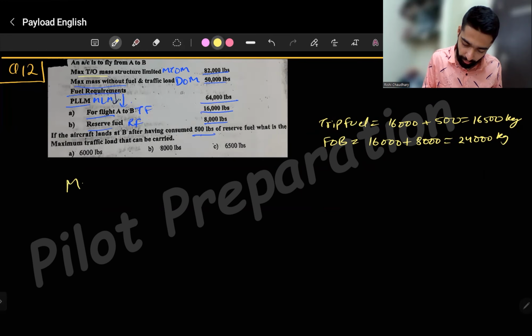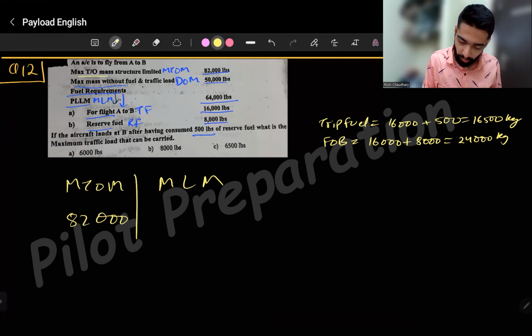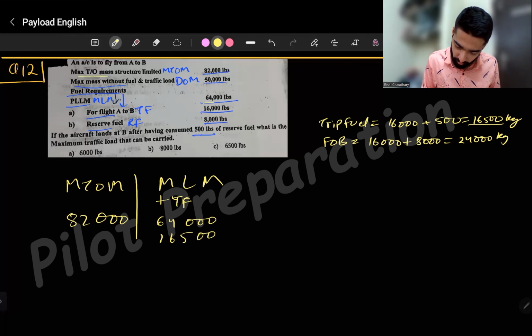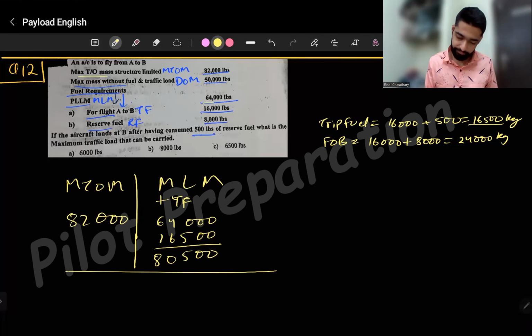This is my MTOM. This is my MLM. My MTOM is how much? 82,000. MLM is how much plus trip fuel? My trip fuel is how much? This is 16,500. So MLM is 64,000 plus 16,500, which is 80,500. This is my MLM and this is my MTOM.